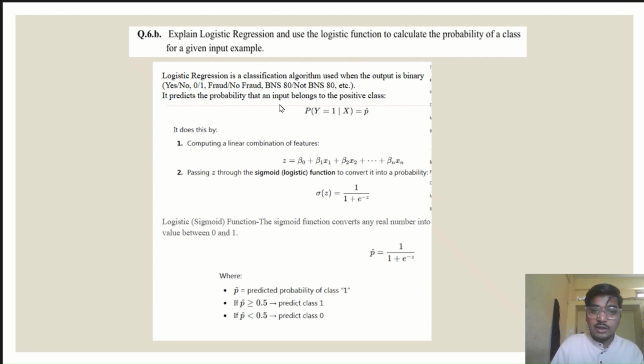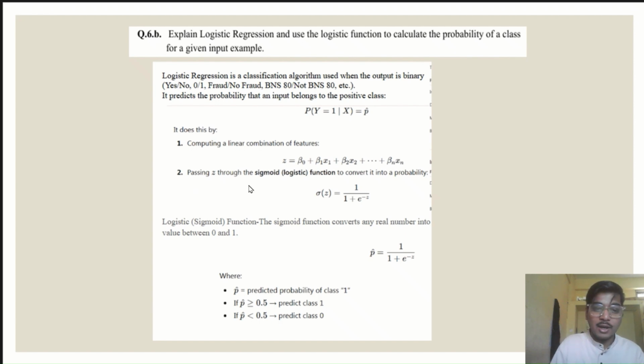It predicts the probability that an input belongs to the positive class, that is, P of y is equal to 1 given x is equal to p. It's a numerical representation. It does this by computing a linear combination of the features that is represented as z is equal to beta naught plus beta 1 x1 plus beta 2 x2 up to beta n xn.